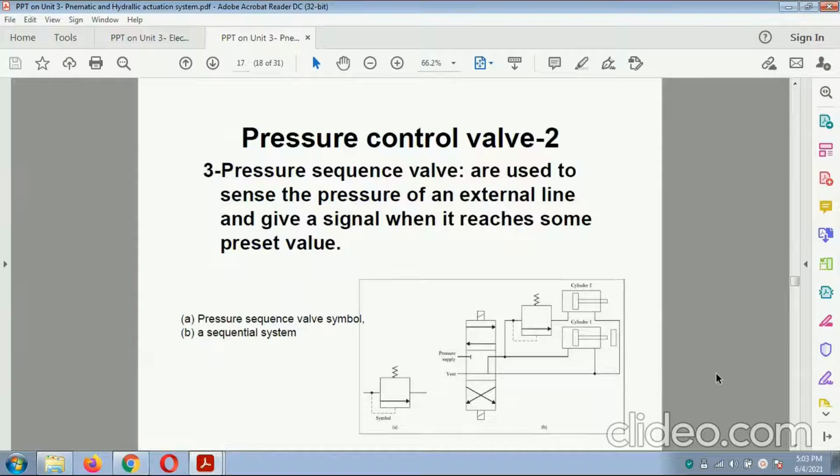Pressure control valve 2. Pressure sequence valves are used to sense the pressure of an external line and give a signal when it reaches some preset value. So this is a pressure sequence valve symbol, a sequential system.